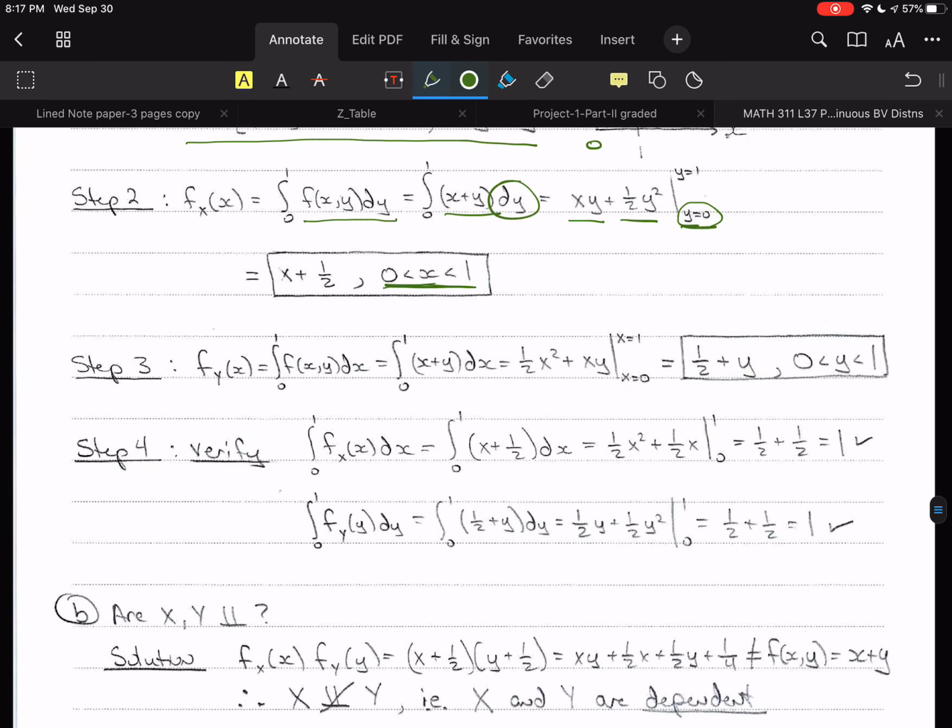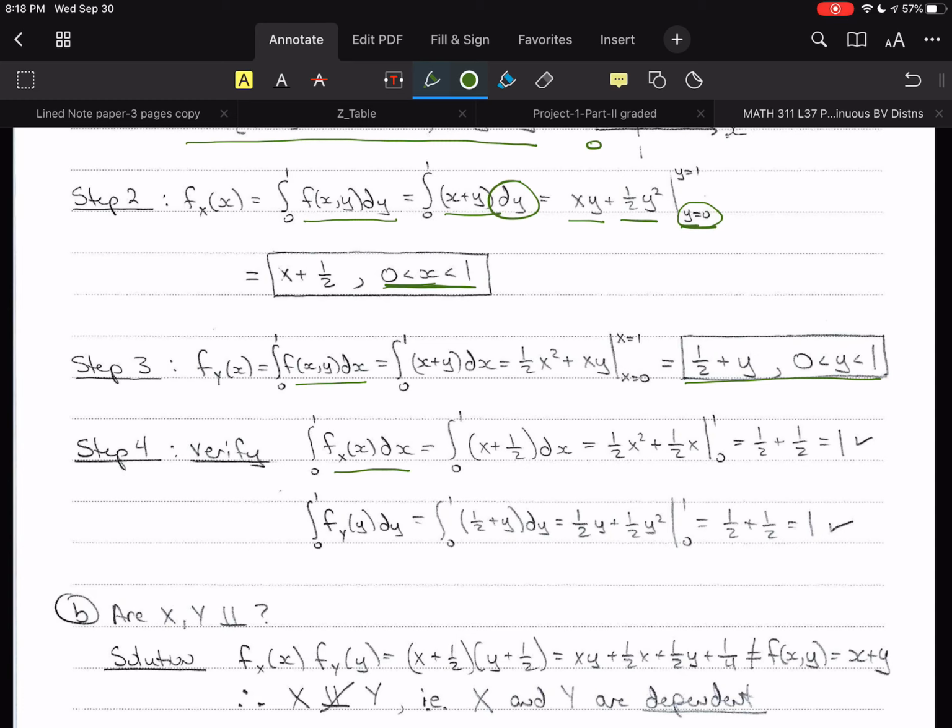And then our third step is to find the marginal of y. And so again, it's the integral with respect to x from 0 to 1 in this case. And we get 1/2 plus y, and y is between 0 and 1. Now, we can verify that these marginals are in fact marginals. Integrate f of x dx across the range of x, and so we have x plus 1/2, which integrates to 1/2 x squared plus 1/2 x. From 0 to 1, we get 1/2 plus 1/2, which is 1, and very similar for f of y.